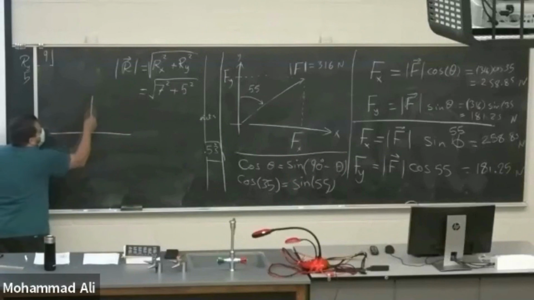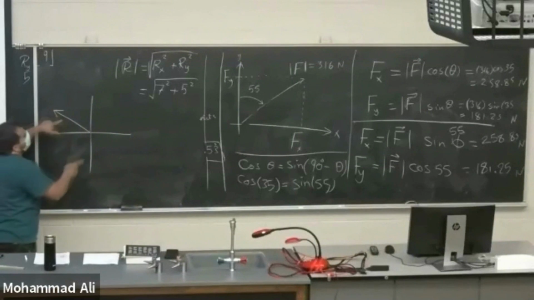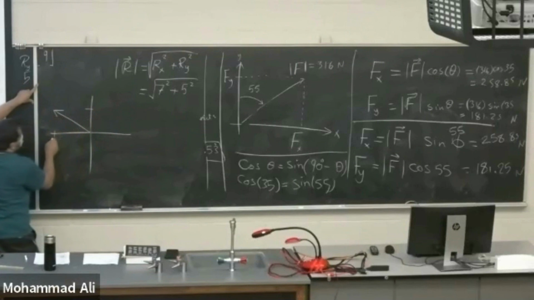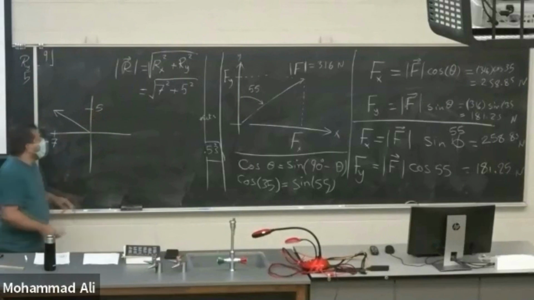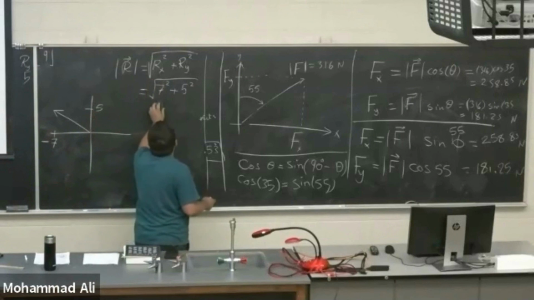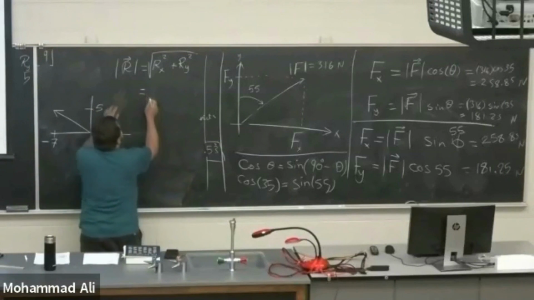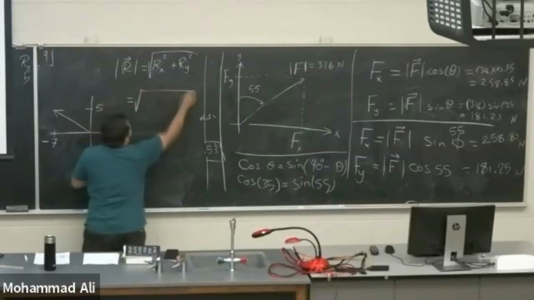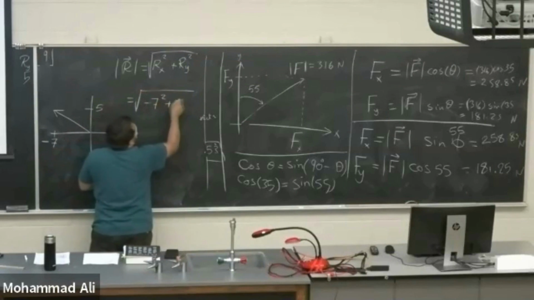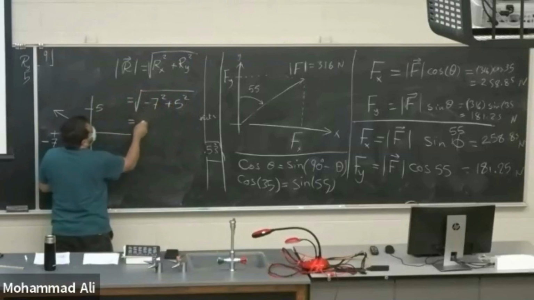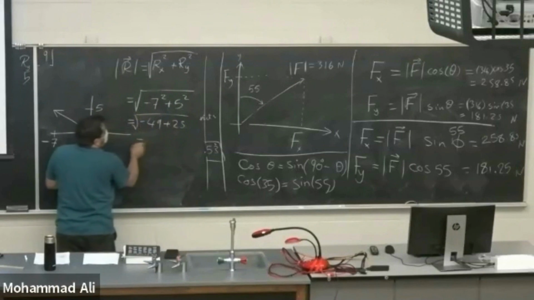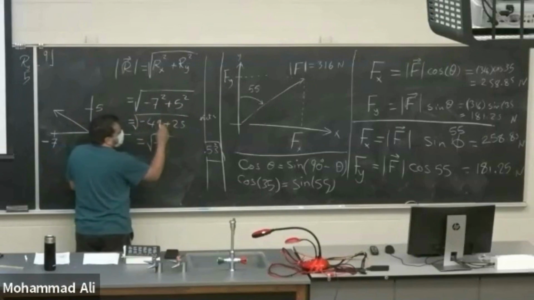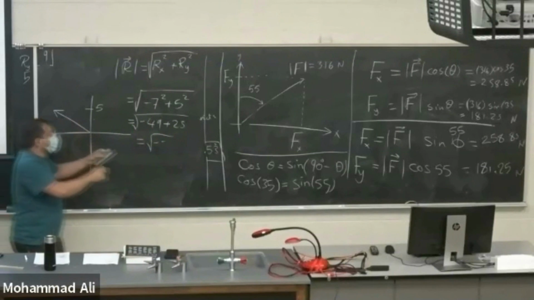Now let me ruin everything. What if I have this vector, and Rx is minus 7, I'm sorry, and this is positive 5. Let's do it. Come to solve it. He will put it like this: minus 7 squared plus 5 squared. This will be equal to minus 49 plus 25, and this will be equal to the square root of minus something. Or it is not a negative.